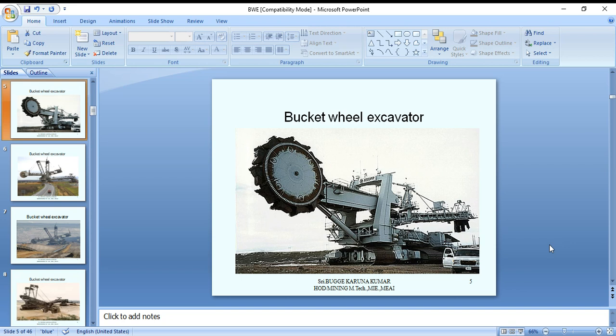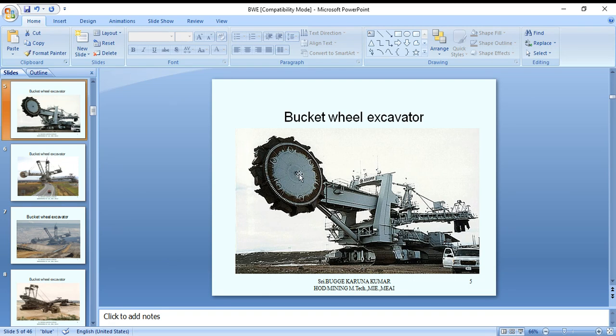See that this is a robust machine with a superstructure. The basic idea is that there is not a single bucket. Around the periphery of the wheel they have the buckets, which are measured in liters, 1400 liters and 750 liters. The buckets rotate against the bench, so automatically the teeth cut that material.